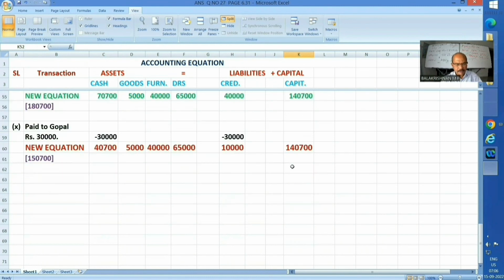Okay. And the last one, 10. Paid to Gopal rupees 30,000. Gopal is a creditor. Creditor has come down by 30,000. The amount has become now 10,000. Paid means cash moved out, 30,000. 70,700 minus 30,000 is 40,700. So the total of the assets is 1,50,700. That is just equivalent to liabilities plus capital, that is 10,000 plus 1,40,700.